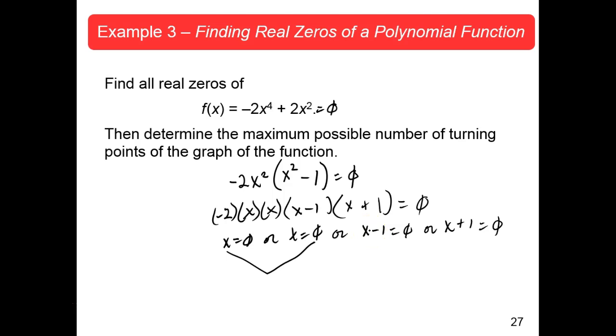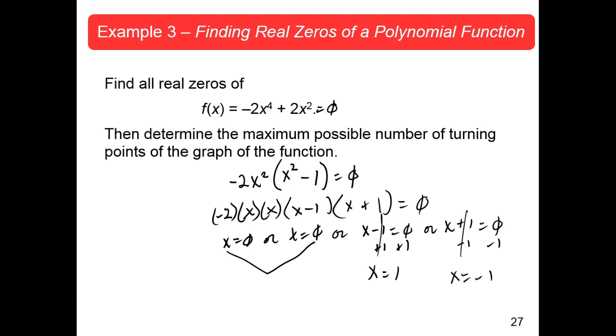How about this one? How can you get your zero there? Add one to both sides. And what does that give us? X equals one. What can we do with that last one? Subtract one from both sides, and that gives us X equals minus one. Here we've done it. We found three zeros for that polynomial.